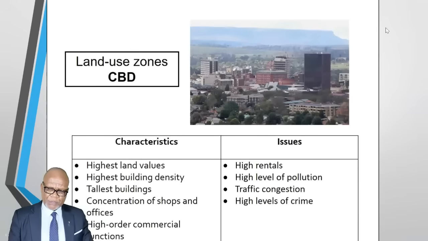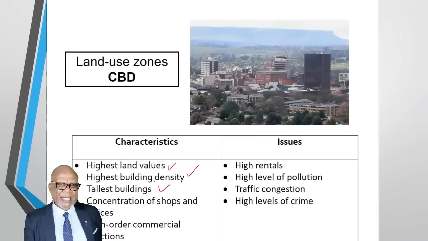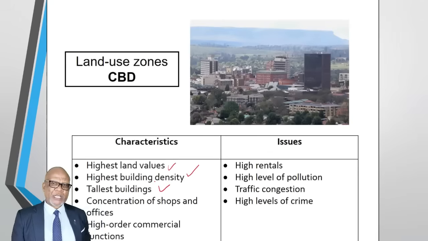So the CBD, that's your city center. What are the characteristics? It has the highest land value. It has the highest building density. It's got the tallest buildings. What do we mean by highest building density? It means there are many buildings. The buildings are very close to each other. So that is what we mean by highest building density.